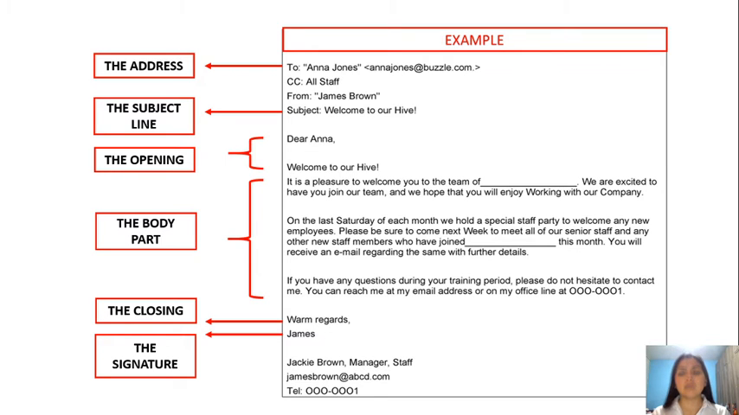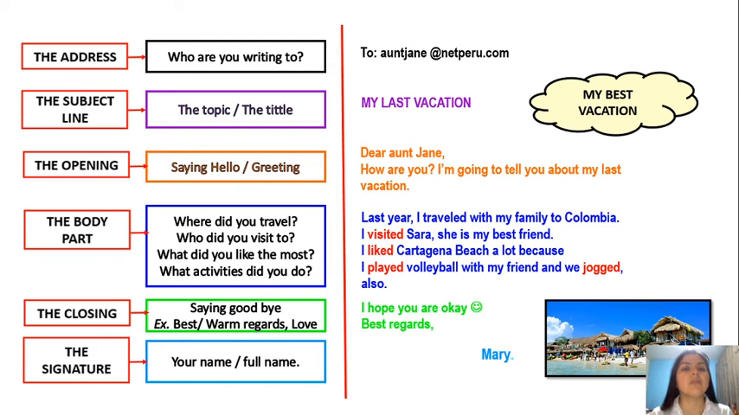Now, if it's not clear, I'm going to show you one example. Pay attention to the example because it's important for you to do your activities. For example, the address. Do you remember the first step is the address? Who are you writing to? In this example, I'm writing to my Aunt Jane.